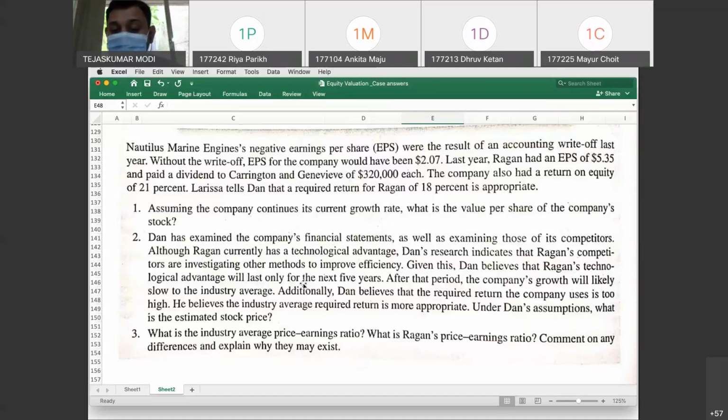Additionally, Dan believes that the required return on equity that the company uses is too high. So he believes the industry average required return is more appropriate. So two things are changing, guys. The growth rate is different for the first 5 years and different for the later years, the terminal value. And second, the required return, that is the cost the company has been using, is too high. So let us use the industry required return and calculate the stock price. So only a few variables are changing.